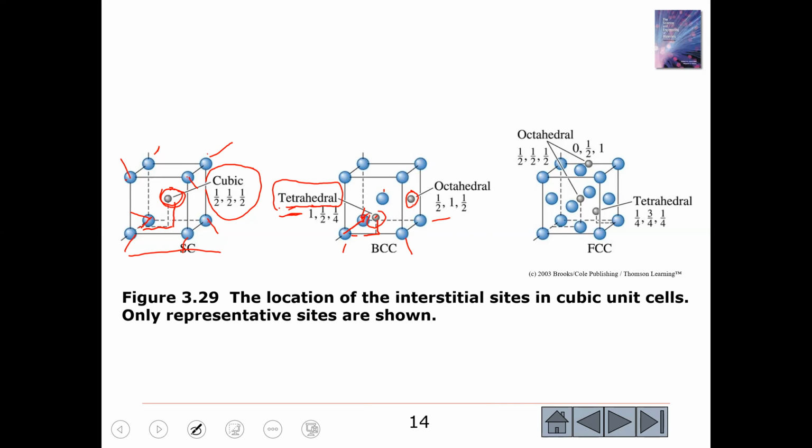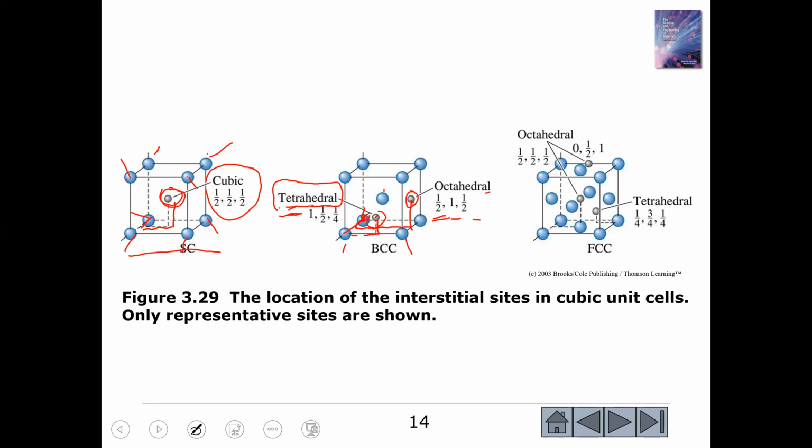If you look at this side, you have to move half lattice parameter in x-axis, one full lattice parameter in y-axis, and half in z-axis. So you will reach this site. So half, 1, half. And why do we call it octahedral?